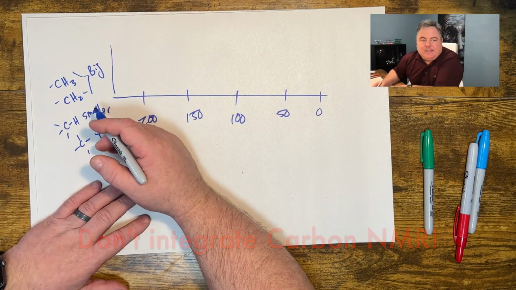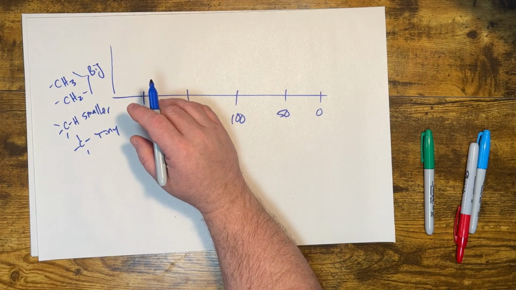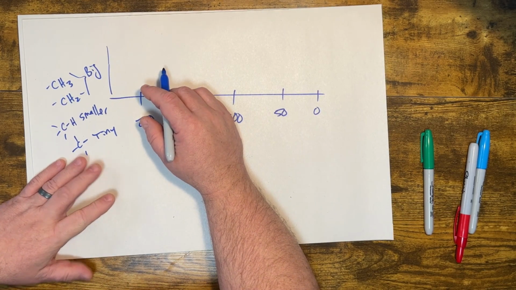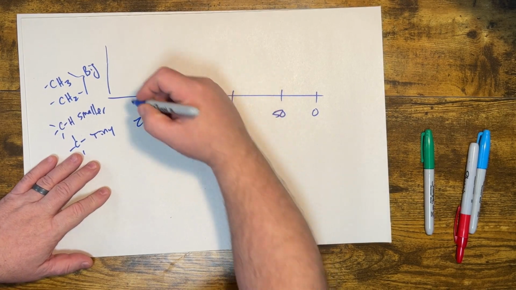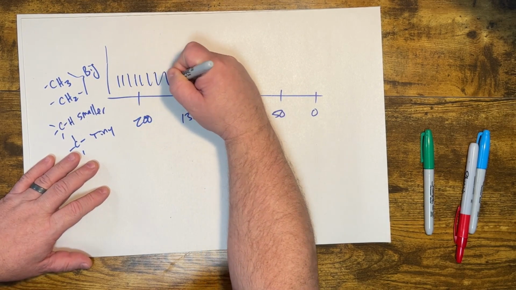The other thing is, because carbon NMR is not very sensitive and you don't have a lot of carbon atoms in them, what usually happens is your NMR looks like a bunch of noise.